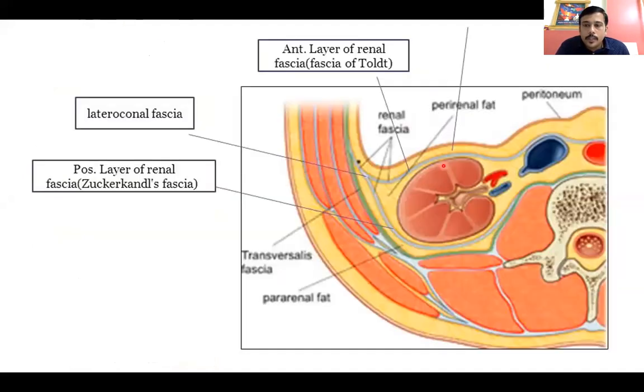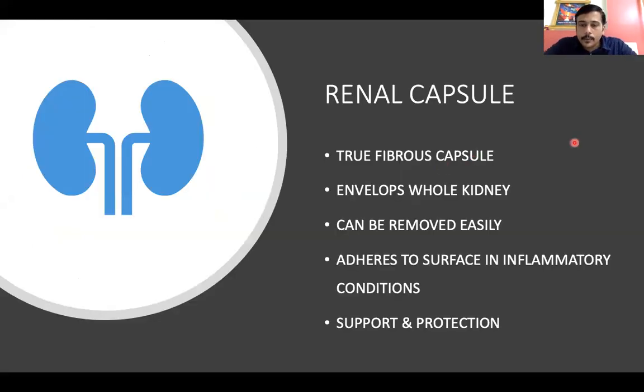Okay, coming to the individual layers. First one is the renal capsule. It's a true fibrous capsule. It envelops the whole kidney, and it can be removed easily. This layer is easily separable.